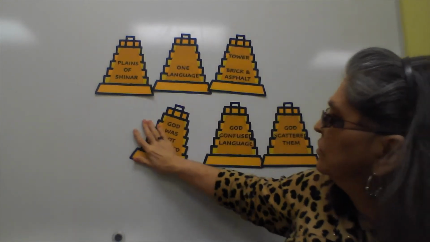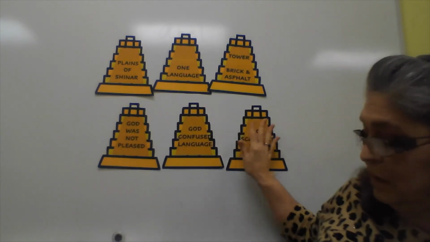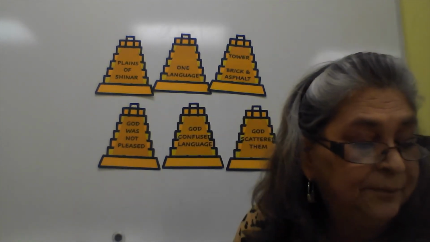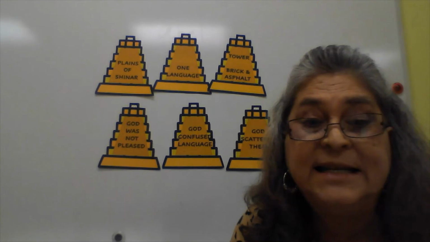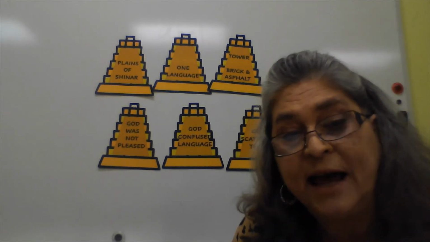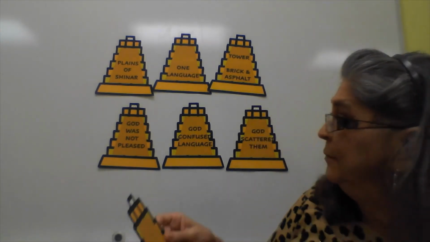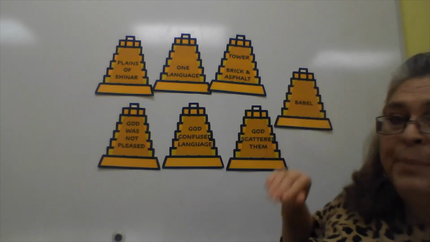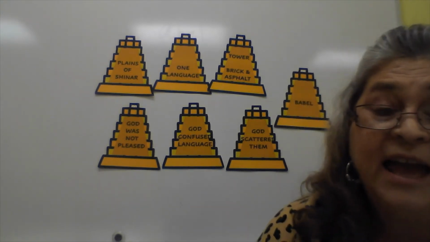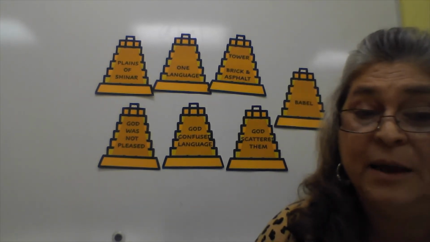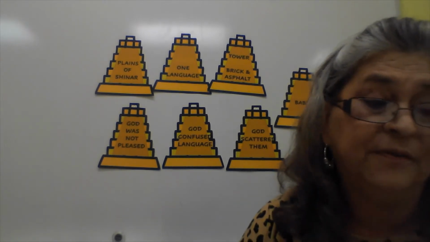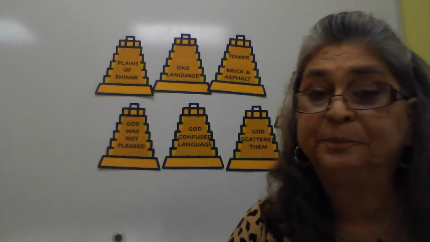Okay, let's do this. And then finally, what was the city's name after all this happened? What did they name it? Do you remember the name of it? The name was Babel, okay? And remember, from that came the city of Babylon, the great city of Babylon.